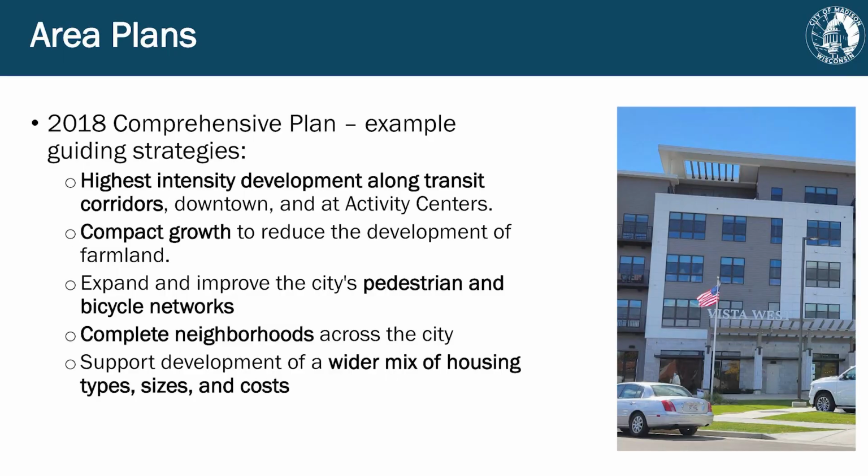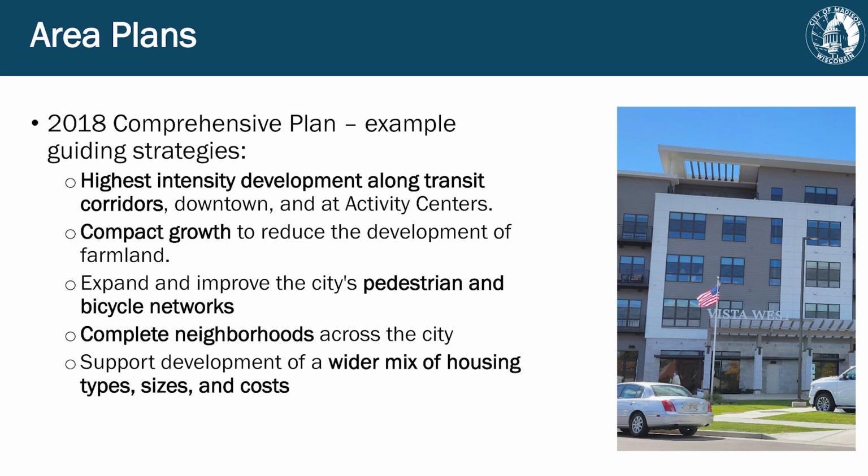Having said all that, the feedback that we've received from you, that we've received from the virtual meetings, and that we'll be gathering throughout this effort will help us develop this plan and inform various city initiatives. So, looking a little bit more in depth at the comprehensive plan and giving some example guiding strategies that are within there that we'll be referring to as we go through this planning effort. Some of those are to concentrate the highest intensity development of the city along transit corridors, downtown, and at activity centers. So an activity center might be something like West Towne Mall, or the former Westgate area along Whitney Way.